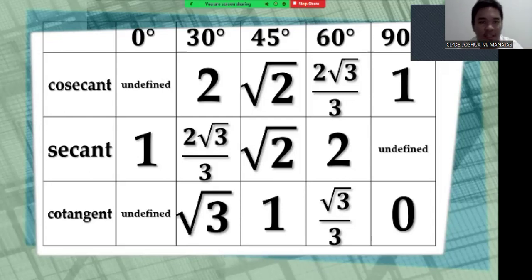And lastly, cotangent 0 degrees is undefined. Cotangent 30 degrees is square root of 3. Cotangent 45 degrees is 1. Cotangent 60 degrees is square root of 3 all over 3. And cotangent 90 degrees is 0. Okay?